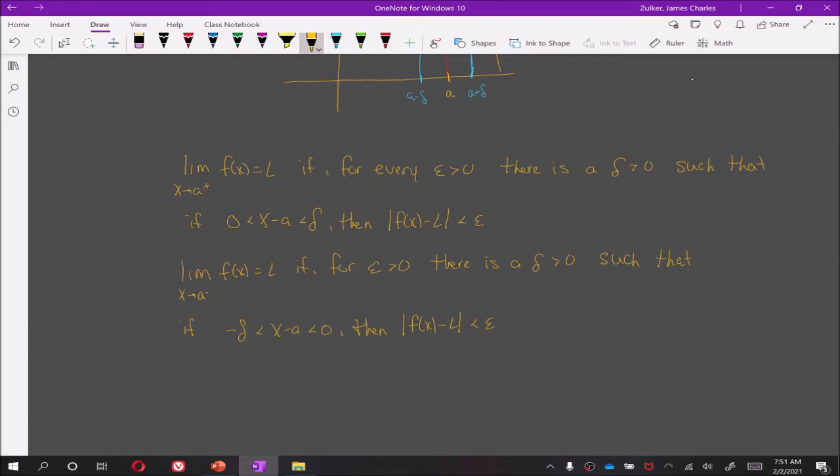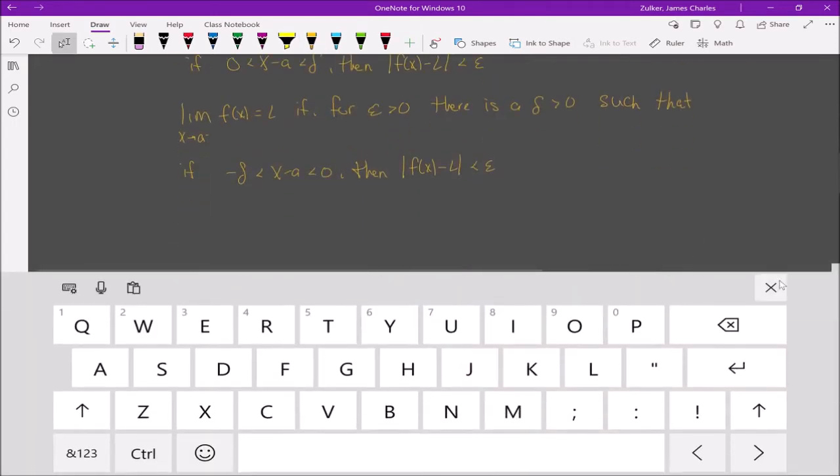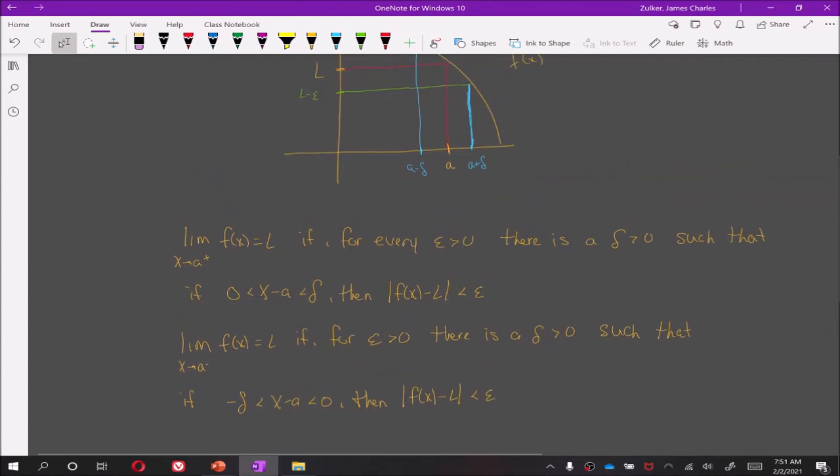Right, now this makes sense, right? Since we're coming in from the right, all the values of x will be larger than a, so this should always be positive, it's x minus a. Since we're coming in from the left down here, all the values of x are less than a, right? So this difference will always be negative.